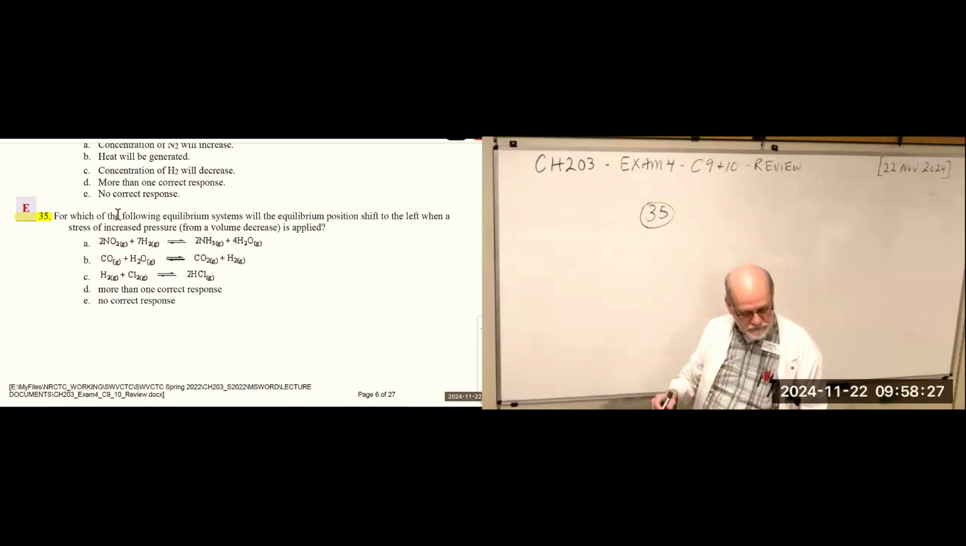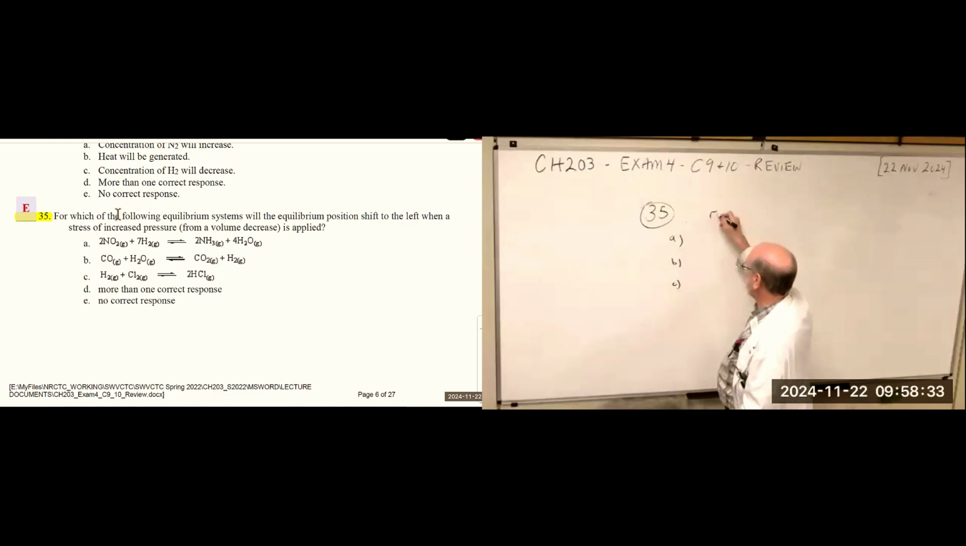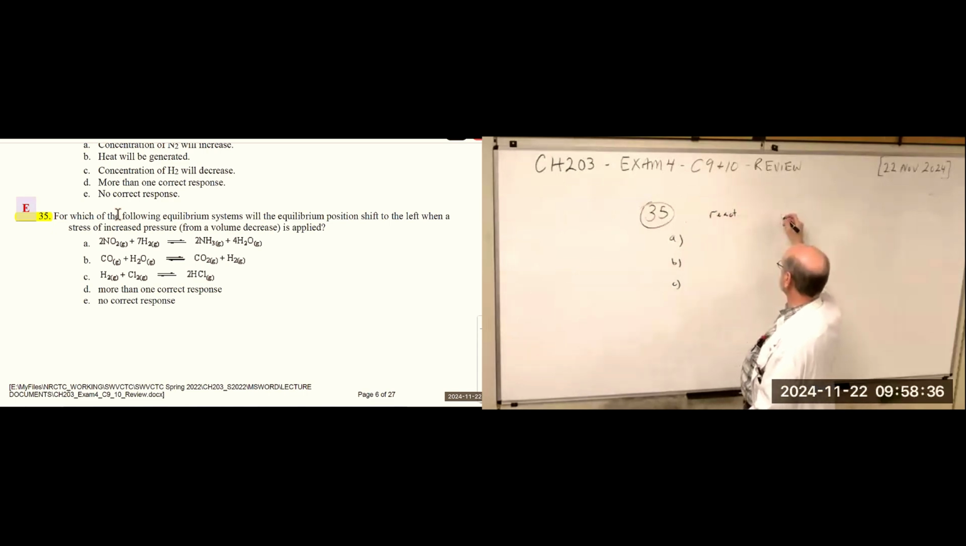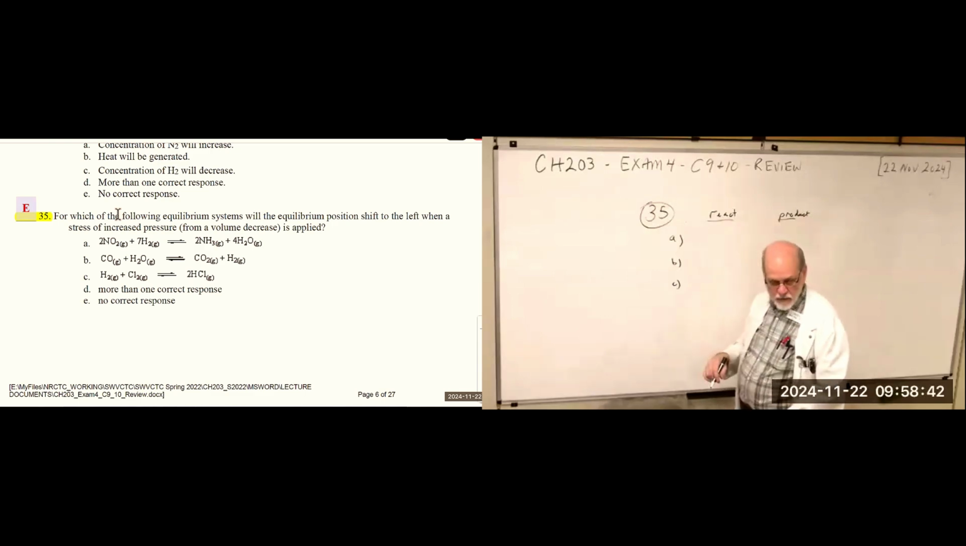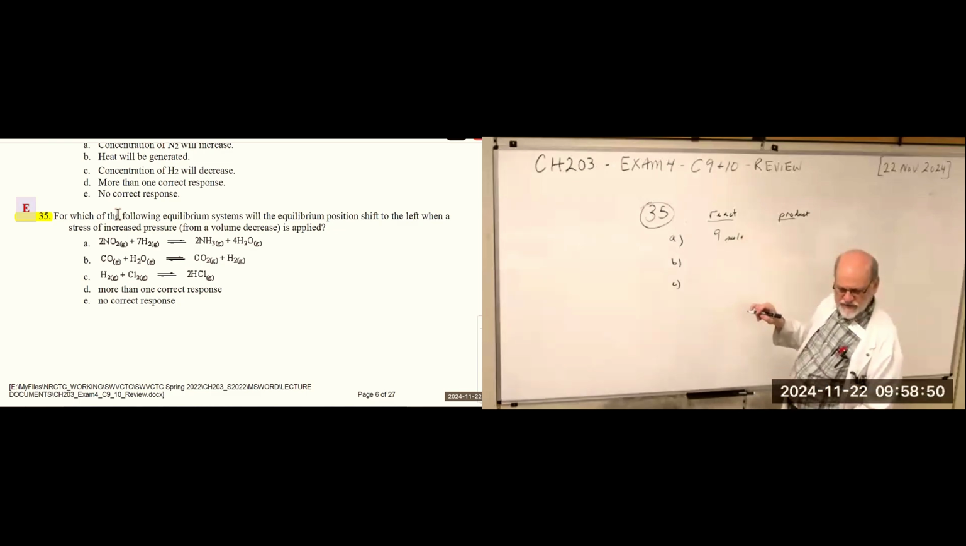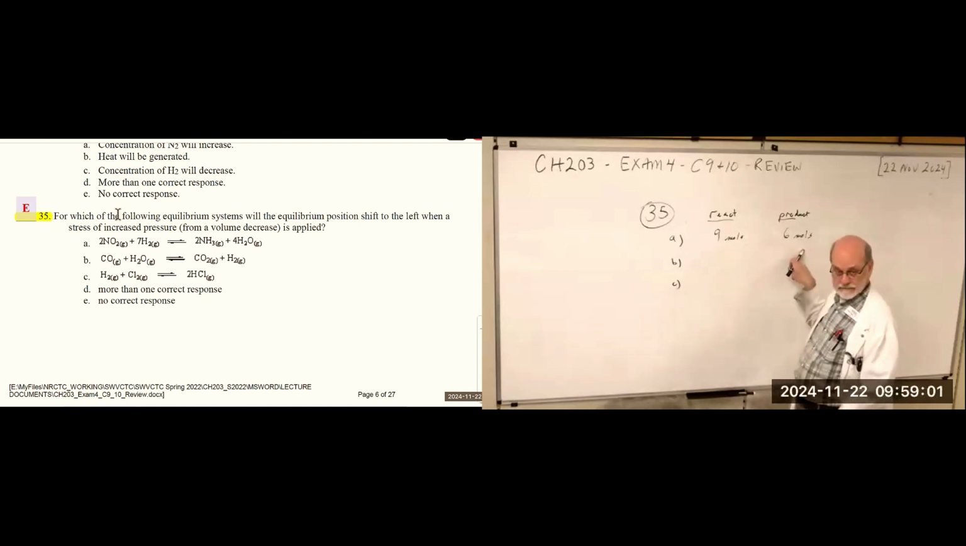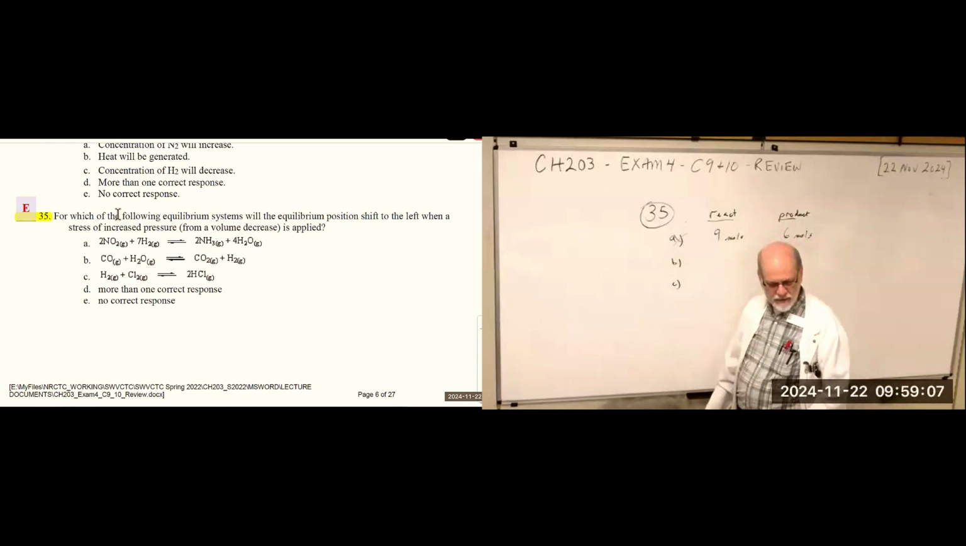So we need to compare A, B, and C for reactant moles versus product moles. For A, we have 9 reactant moles of gas, and we have 6 product moles. So we want to shift the equation to the left as written. That will go to the right with an increase in pressure. So that's not it. How about B?